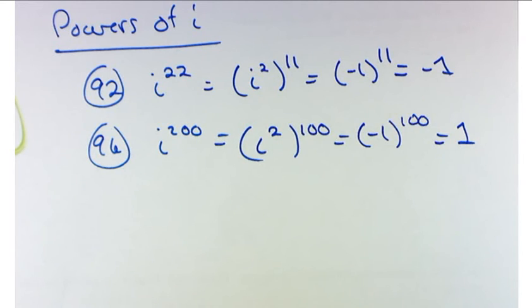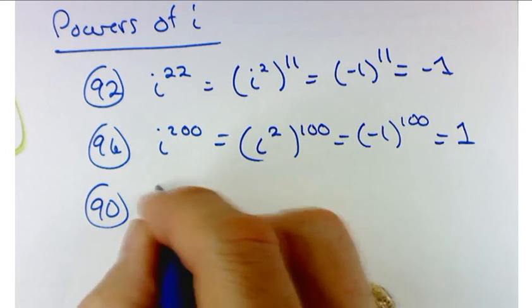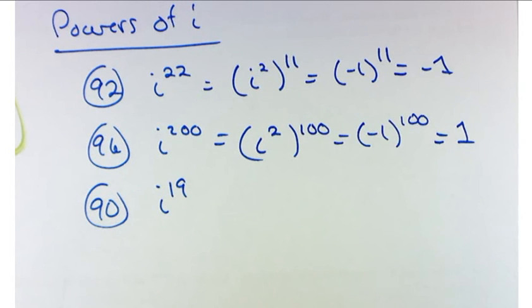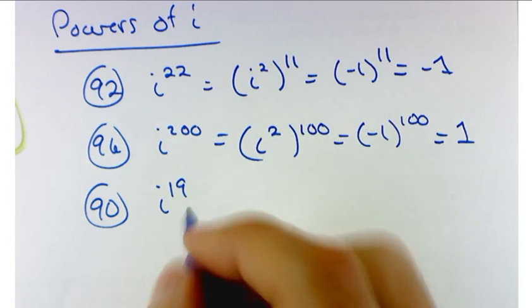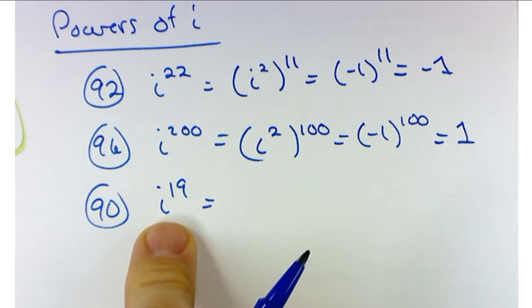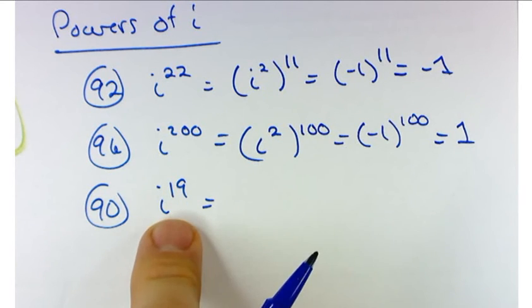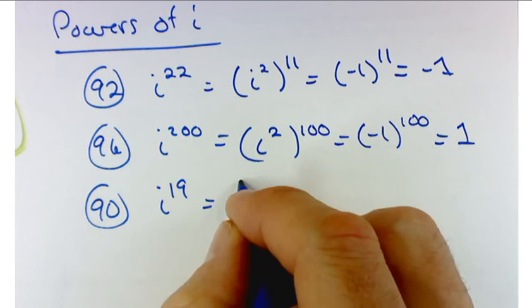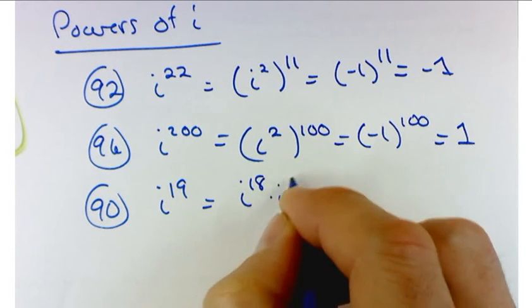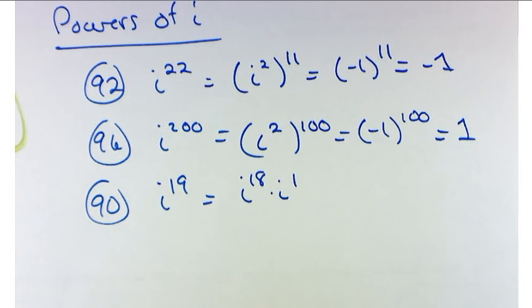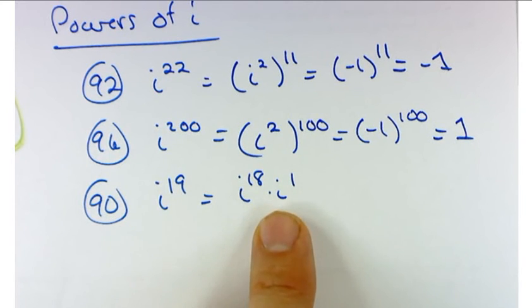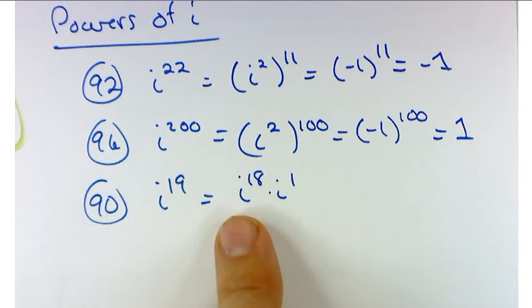What if you had an odd number of negative signs? So if you had like problem number 90, I to the 19th power, well, that's a little bit more of an issue because this isn't a nice even number. But there's a quick way around it. When you multiply things with the same base, you add their exponents. So if I split off just one I to the 18th times I to the 1st, then I can work with the I to the 18th power.